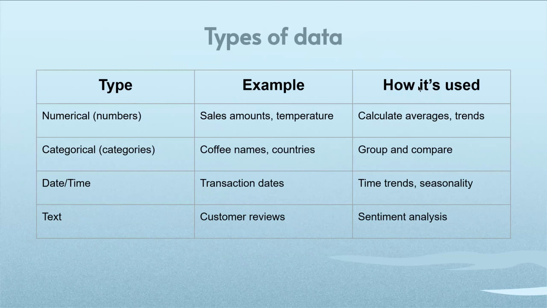The types of data. We have numerical, categorical, date, and text. In numerical, this is your sales amount or temperature, and it's used to calculate averages or trends. So the sales amount, you can calculate averages from that. Then from the temperature, you can calculate the trends. From categorical, we have coffee names or countries. It's used in grouping or comparison.